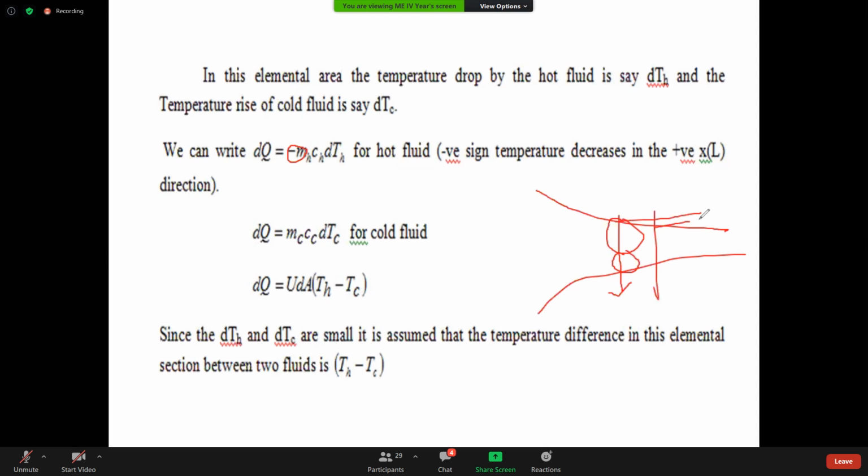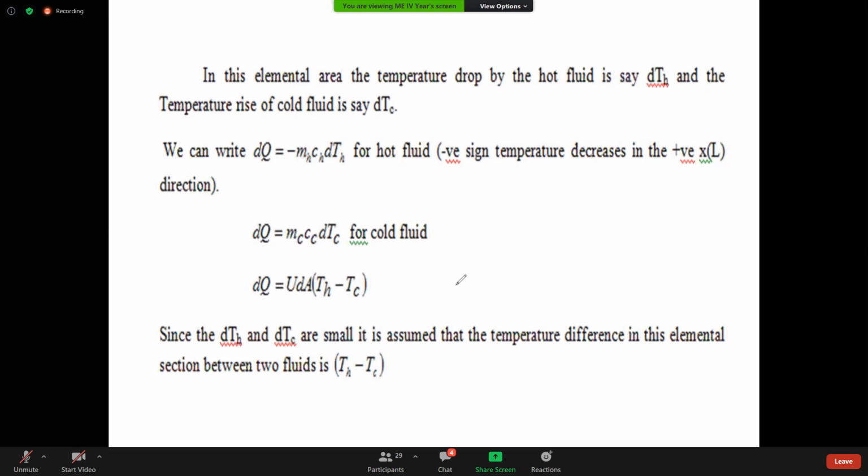But what happens to the temperature difference here? The temperature difference decreases. Here the temperature was high, by the time it comes here it decreases for this element area. But what happens to the cold fluid? The temperature difference increases. So positive for cold fluid, negative for this. Along the direction of heat transfer, if there is a drop in temperature, that is negative. From the diagram you can see the temperature drops from here to here, and here there is no drop, it increases. That's the reason you have to put negative here and positive here, right?